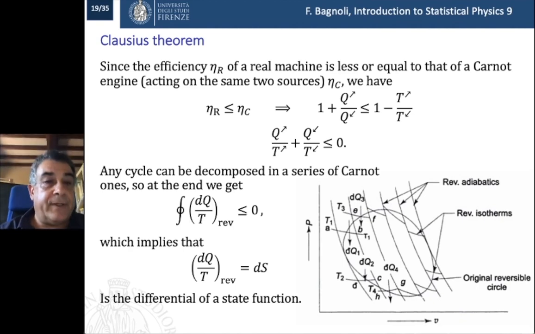So if I have a reversible cycle, I can always define a quantity which is called entropy, whose differential is dQ over T, and has to be computed on a reversible path, because it has to be a curve on the Clapeyron plane. If the whole engine is reversible, then this integral is zero. It means that you don't have any production of entropy. Otherwise, this integral is less than zero.